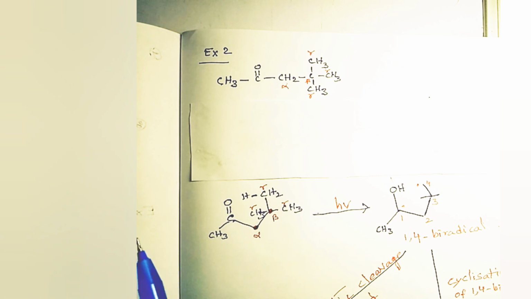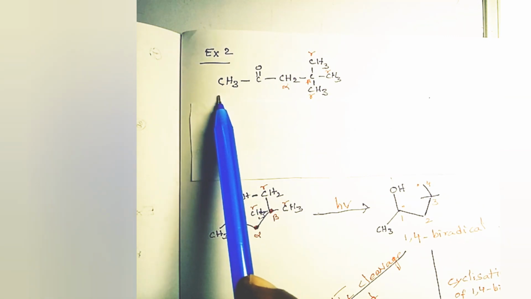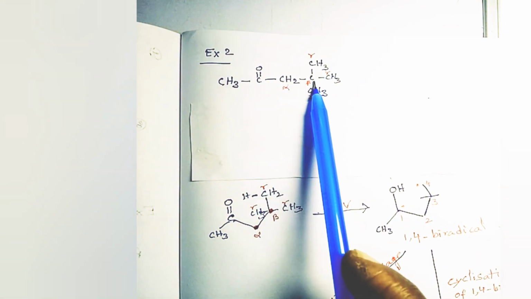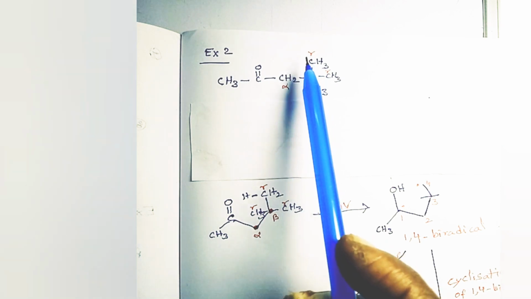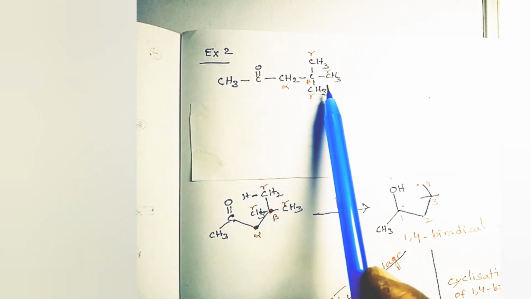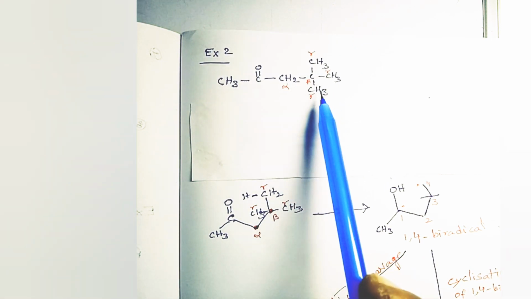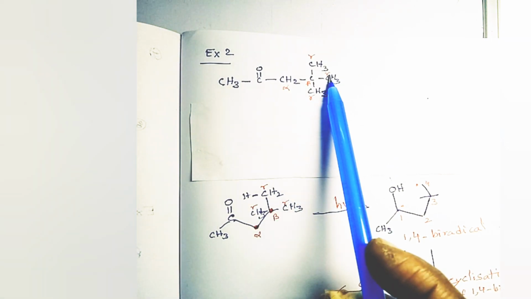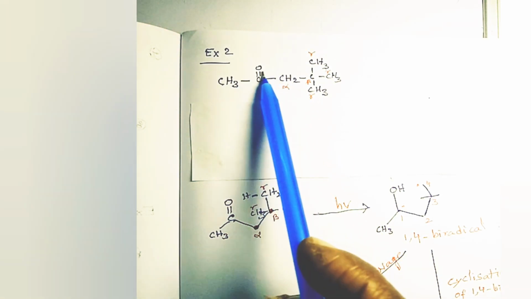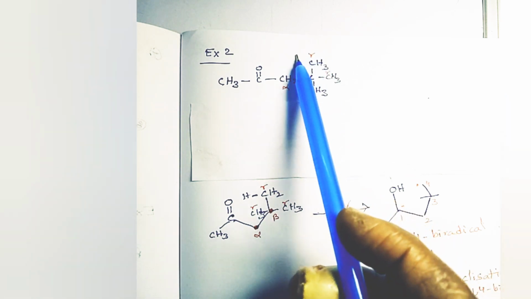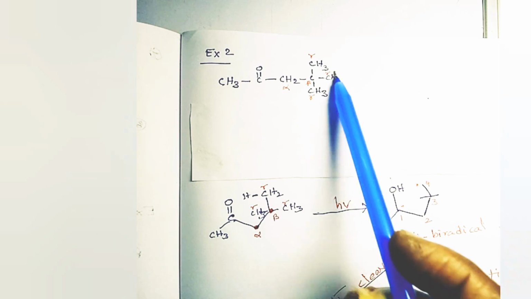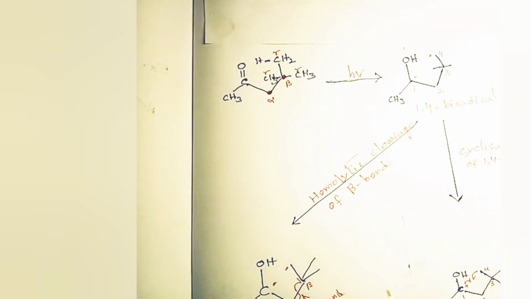1,4 biradical. So this is a carbonyl compound, CH3, C double bond O, CH2, C, CH3, CH3, CH3. As you can see here, this carbon is alpha, this is beta, and these are gamma carbons. So this oxygen can extract a gamma hydrogen atom from any one of these three alkyl groups. Let us see how it happens.